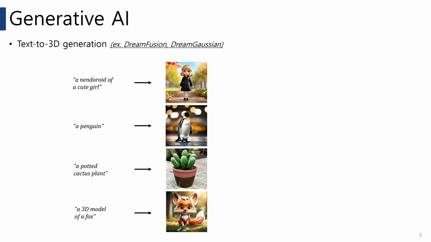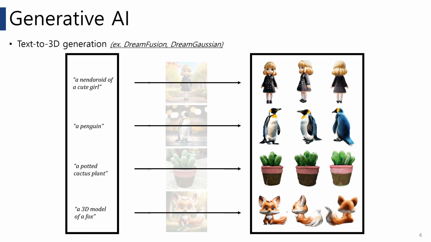And for the next step, in the past year, the focus has expanded from 2D to generating even more complex 3D outputs. For example, if you input a text like a penguin or a cactus plant, it's no longer just about creating a 2D image. Now it's possible to generate 3D models like meshes or point clouds. So, as shown in the bottom image, you can even create something like a 3D model of a fox from a text prompt. And that brings us to today's topic, text-to-3D generation.